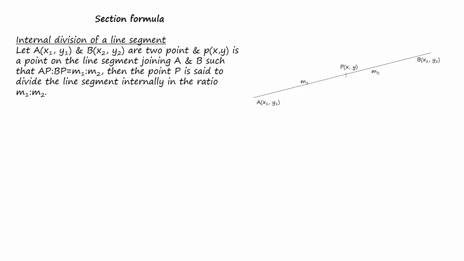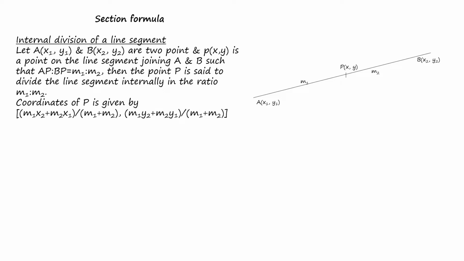As is clear from the picture, A(x1, y1) and B(x2, y2) are the two endpoints of the straight line, and there is a point P(x, y) in between on the line segment, which divides AB in the ratio m1 is to m2. That means here the length of PA is m1 and the length of PB is m2. Now, how to get the coordinates of P? The coordinates of P are given by (m1x2 plus m2x1) whole divided by (m1 plus m2), comma (m1y2 plus m2y1) whole divided by (m1 plus m2).